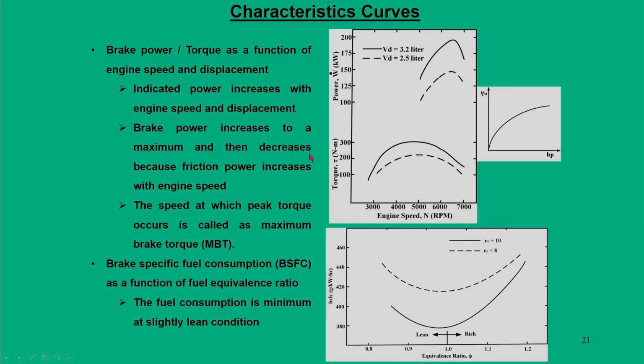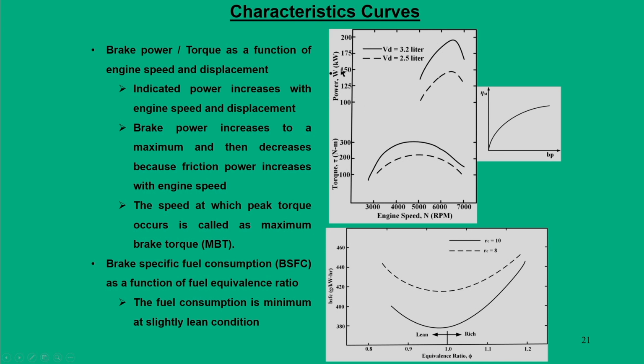Now, here I am going to talk about some characteristic curves or trends. The first characteristic curve is the brake power or brake torque, which is a function of engine speed and displacement. As you see in this plot, when the speed of the engine increases, the torque or power also increases, but at a particular point it drops. That is because when engine speed increases, your friction power also increases.